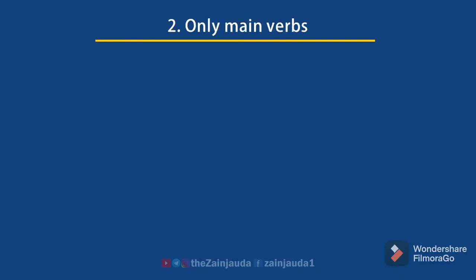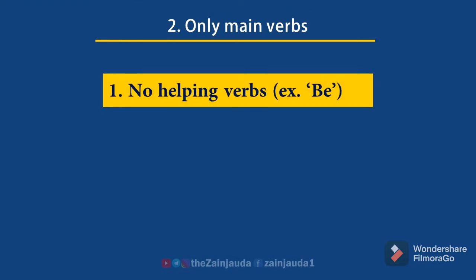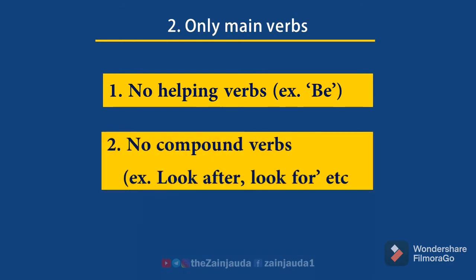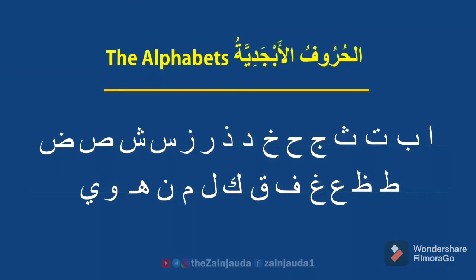The second significant point about Arabic is that Arabic has only main verbs. And the most interesting thing is that only simple verbs are available. So there are no helping verbs in Arabic and there are no compound verbs as well. Now we'll start explaining the alphabets in detail.